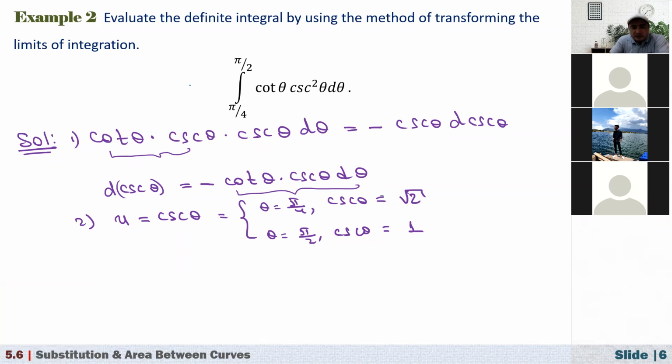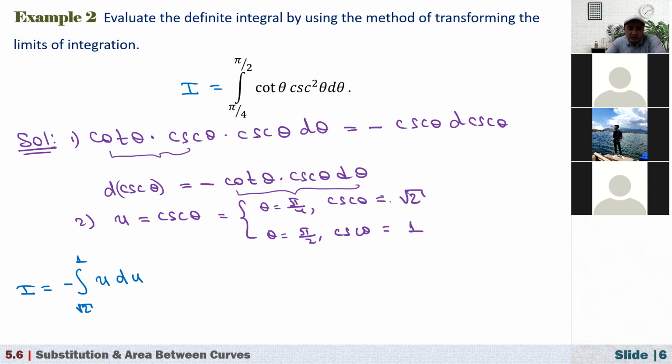So let's say this integral is I. At that time, this I becomes an integral, and here we have pi over 4, that is square root of 2, and here we have 1. And what is cotangent of theta times cosecant of theta d theta? The whole thing is equal to, what is it? Minus, let me keep minus here. Here we have u du, right?